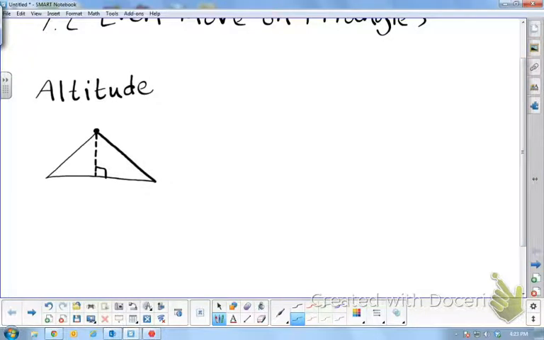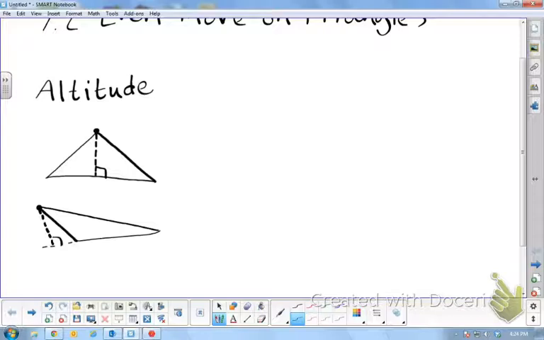With an altitude, if we have an obtuse triangle and we want to draw the altitude, it's actually going to have to be drawn outside. If I start from this vertex to go straight down at a 90-degree angle, we have to extend one of the sides of the triangle, and we consider that altitude to be outside the triangle.